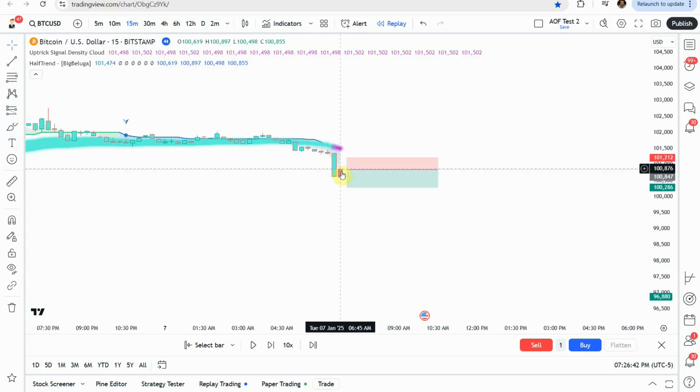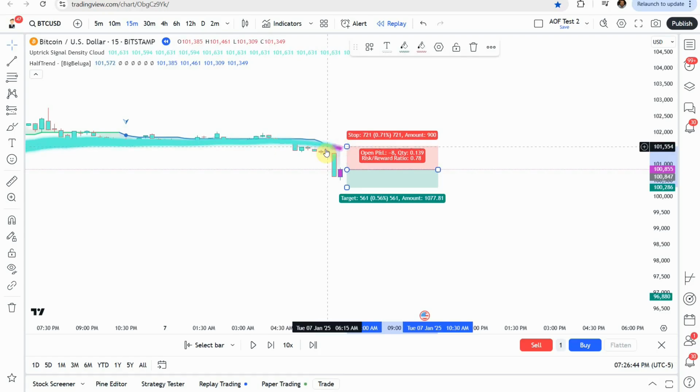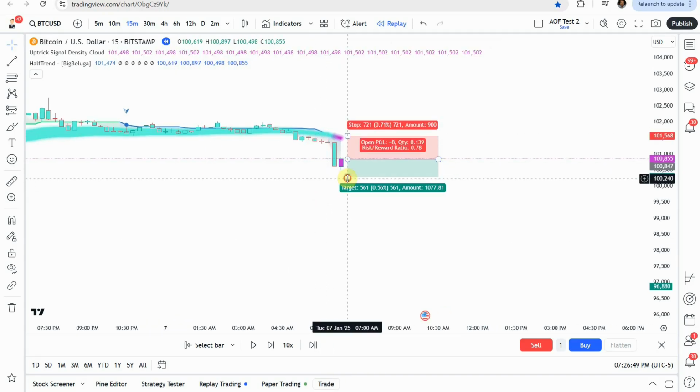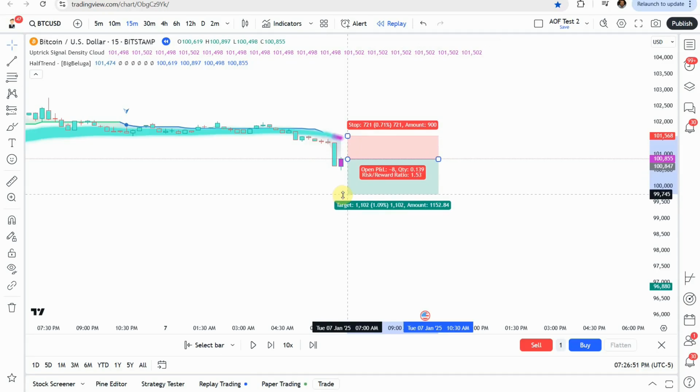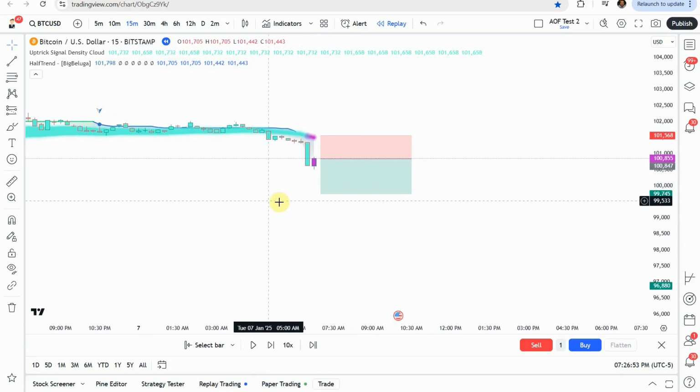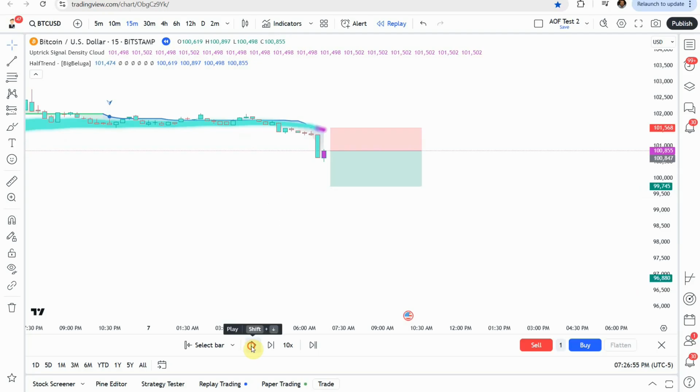You'll put your trade right here. We're going to put our stop right at the half trend line, or the density cloud in this particular case as well. And we're going to target that same 1 to 1.5 risk reward, putting it right about there. Let's go and play this forward and see how it plays out.